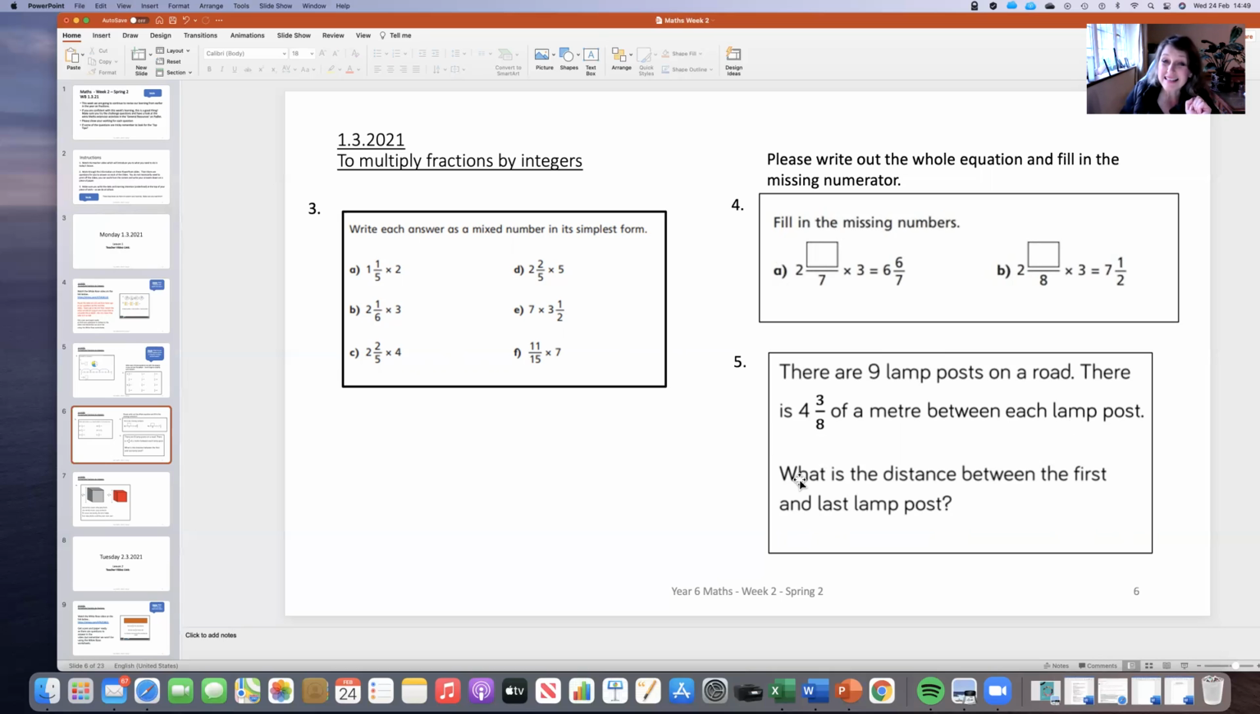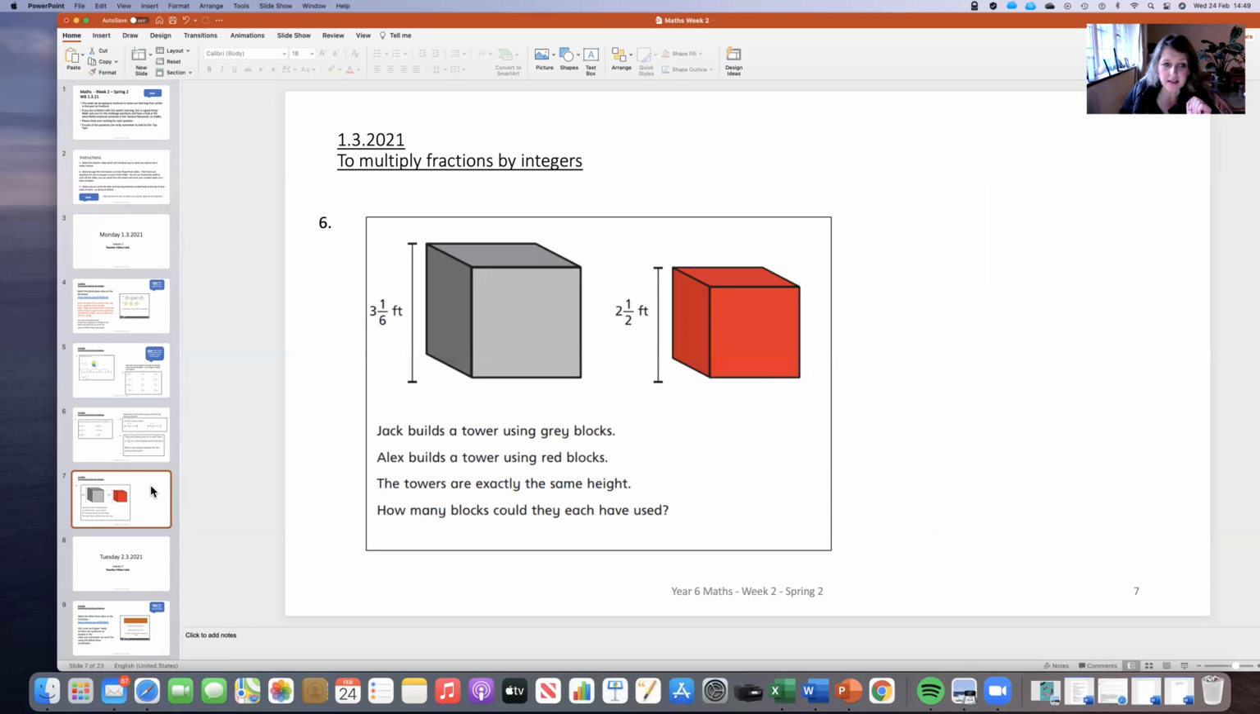And here is exactly the same concept as you've been doing, but rather than an equation like this, it has been put into a word problem. And all we would like you to do here is to read that, write it as an equation and work it out.